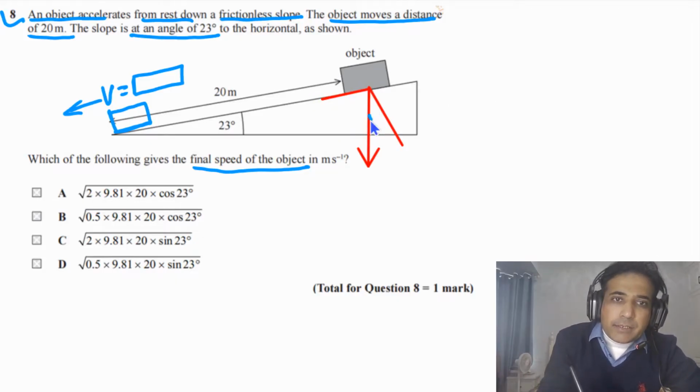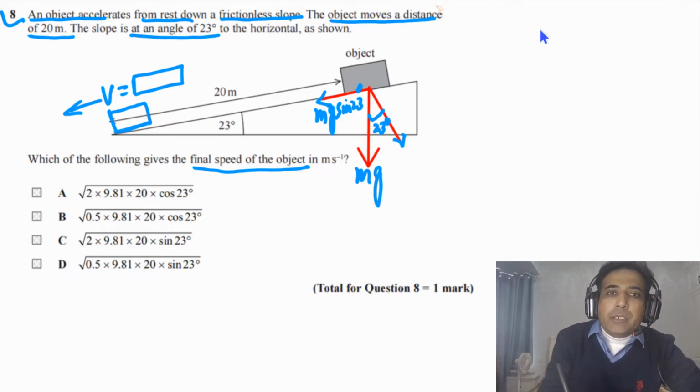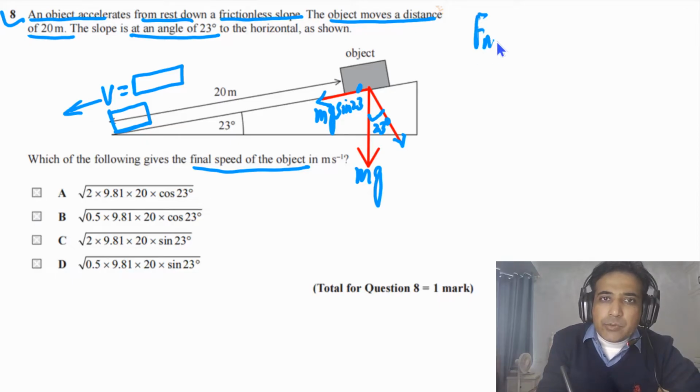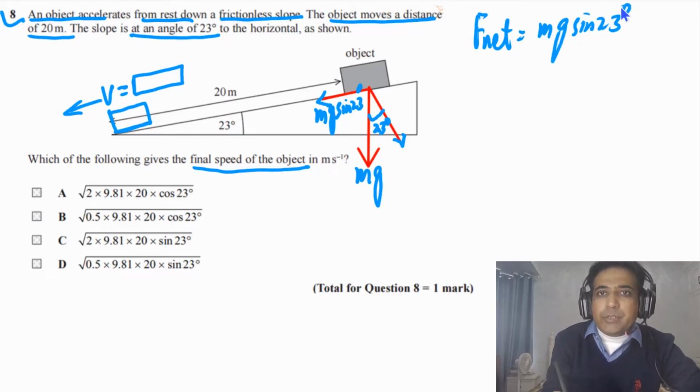This angle will be 23 degrees, and this component is perpendicular to the plane, and this is along the plane. If the weight of the object is mg, so this component will be mg sine of 23 degrees. So in this case, the net force acting on this object, we can say F net, will be equal to mg sine of 23 degrees.